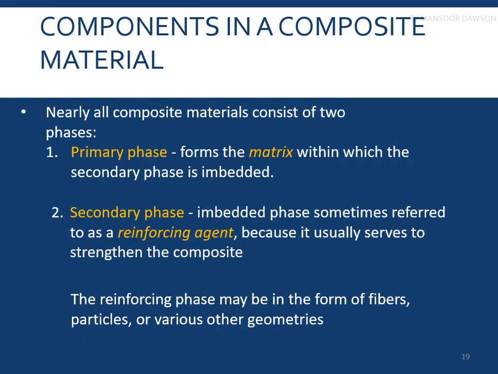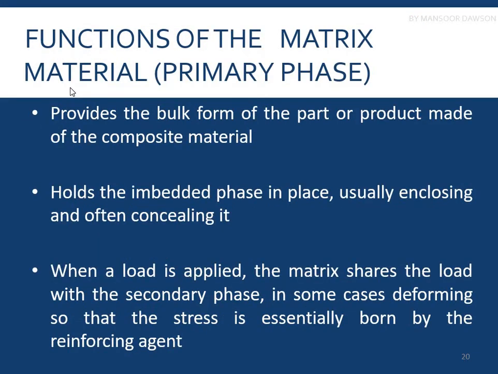Then what are the components in a composite material? There are two components. One is the primary phase, or the matrix phase, in which the secondary material would be embedded, and the other is the secondary phase, also called the reinforcement or reinforcing agent, which is embedded in the matrix, or the primary phase, and serves to strengthen the composite. The reinforcing phase may be in the form of fibers, particles, or other geometries, as you can see in the later slides.